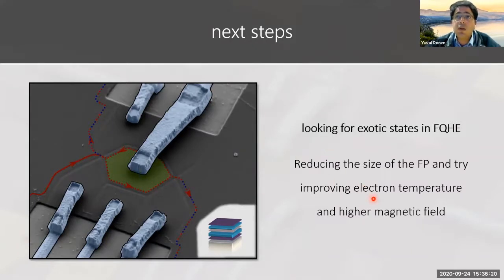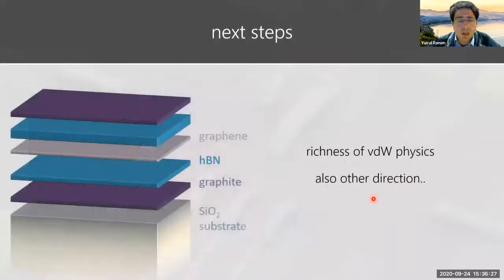The electron temperature that I showed you is around 50 millikelvin. It's actually quite high for this kind of measurement. But what I want to say is that what I talked about until now was basically creating a heterostructure that you can use in order to see interference in the fractional quantum Hall effect. But the van der Waals materials have much richer physics than what I showed you. So of course, this is the obvious direction to go, but we are also trying other directions.